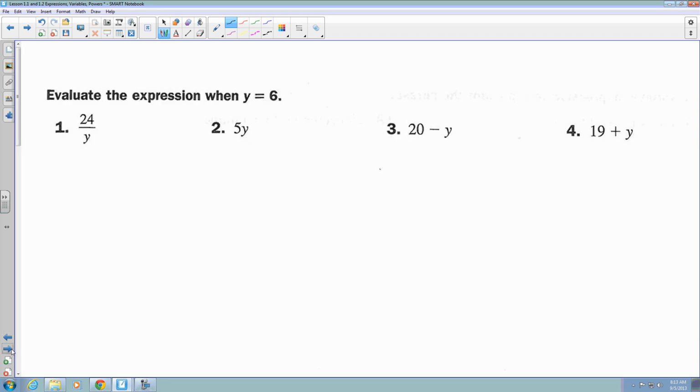From here, we're going to evaluate the expression when y equals 6. So what we talked about, what did evaluate mean? Evaluate means solve. So we're going to solve the expression.